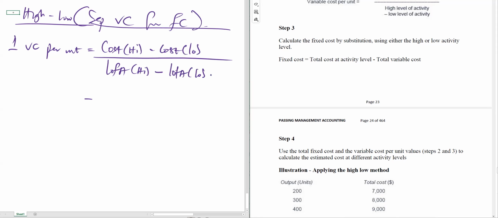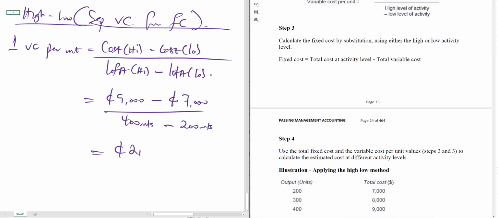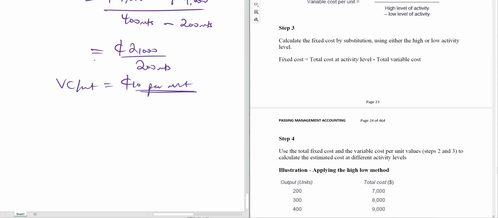Okay. So what was the cost at the high level? 9,000, right? And the cost at the lowest level? 7,000, divided by what? At the high level, the level of activity was 400 units. This one is 200. So in that case, we end up with 2,000 CDs over 200, which is 10. Our variable cost per unit becomes 10 CDs per unit. Now, since we know this is constant, we can easily put it into the equation to get our fixed cost, right?